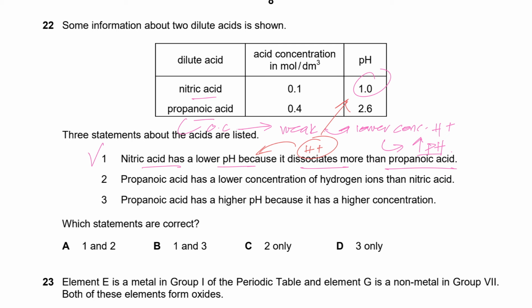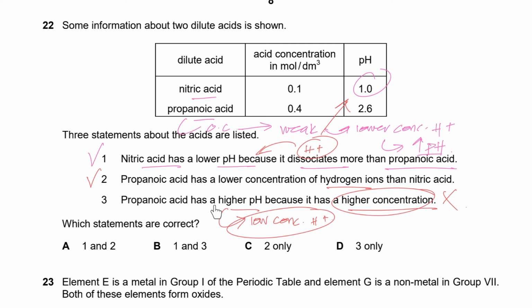Right? Propanoic acid has a lower concentration of hydrogen ions. Yes, it does have a lower concentration of hydrogen ions. That's why it has a higher pH. Remember, concentration has nothing to do with higher pH or lower pH. Higher pH has to do with what? It has to do with a low concentration of H plus ions. It has nothing to do with higher concentration in terms of mole per dm cube.